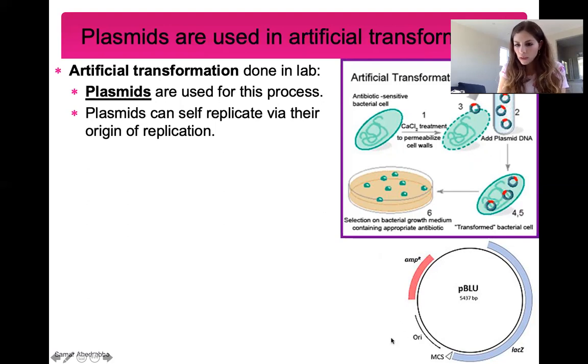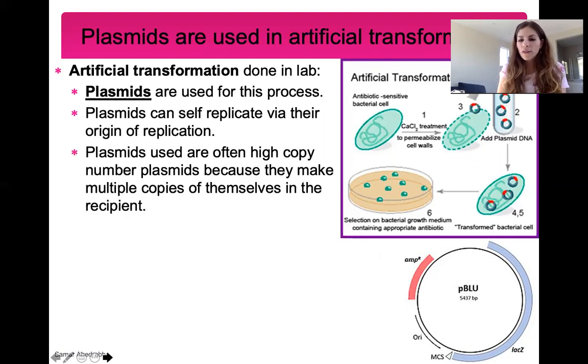They have something called an origin of replication. So if we focus on a plasmid, if you look at this here, this is our bacteria. We're trying to get a plasmid in. This plasmid could hypothetically be this plasmid. And they're often high copy.